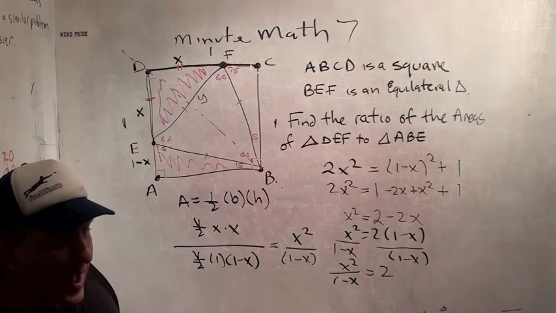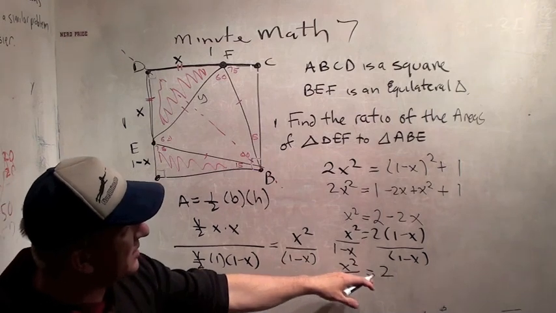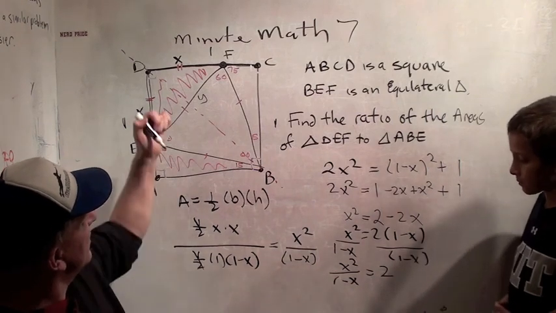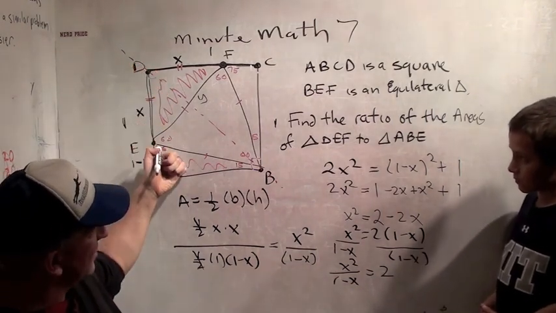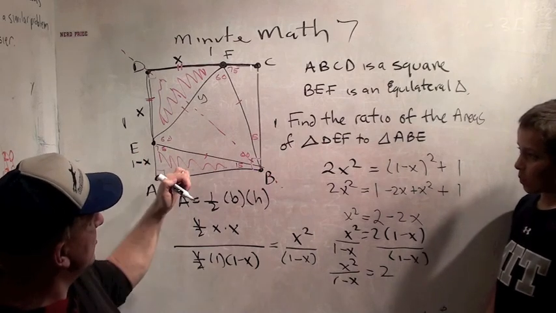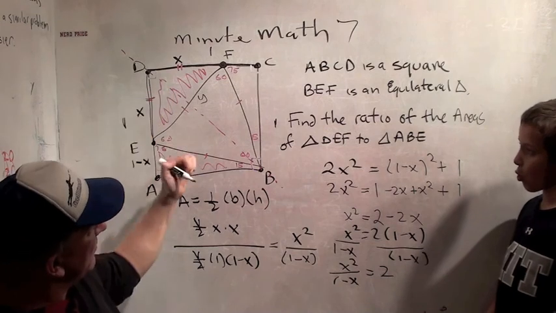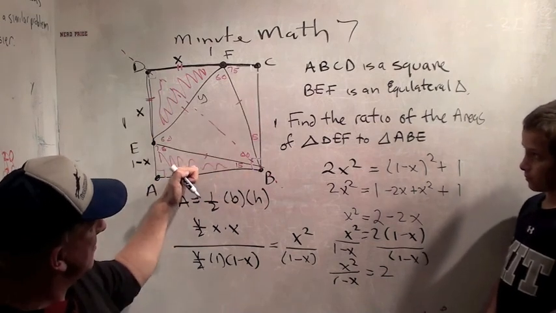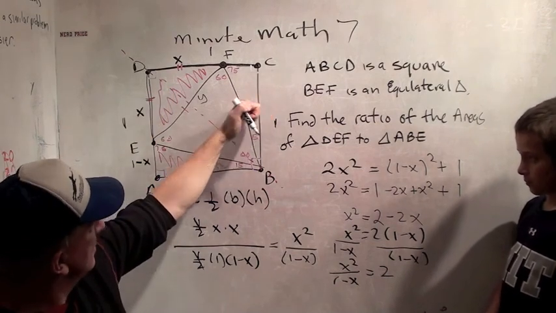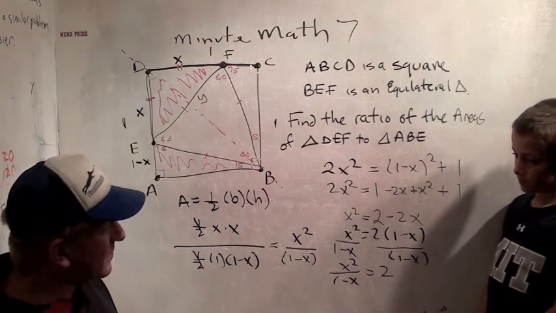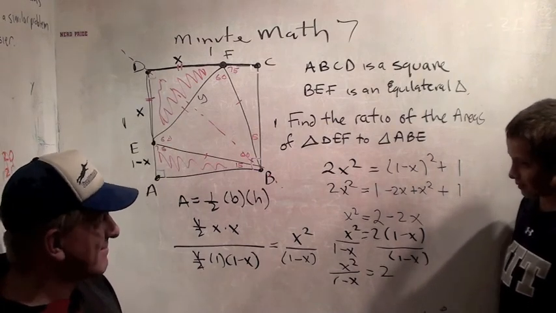It turns out, miraculously, that x squared over 1 minus x equals 2. So the ratio of this triangle to this triangle is 2. In other words, 2 of this triangle equals that triangle. But we have 2 of those triangles. Isn't that interesting? We have this triangle plus this triangle equals that triangle. It's pretty neat.